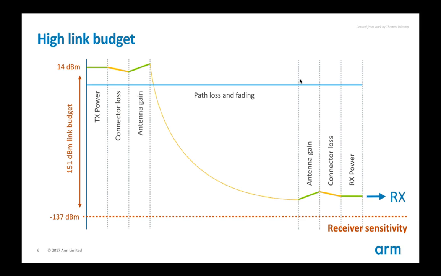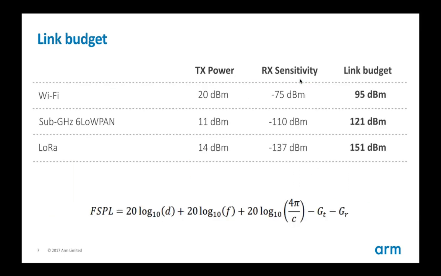If you compare the link budget for LoRa versus other technologies, for example Wi-Fi, so this is the ESP8266 Wi-Fi chip, which has a link budget of 95 dBm, or sub-gigahertz 6LoWPAN, which has a link budget of about 120 dBm, and then you see LoRa, which is 150 dBm. You might think, well, there's 30 dBm between LoRa and sub-gigahertz 6LoWPAN, or 60 dBm between LoRa and Wi-Fi. What's the fuss about?